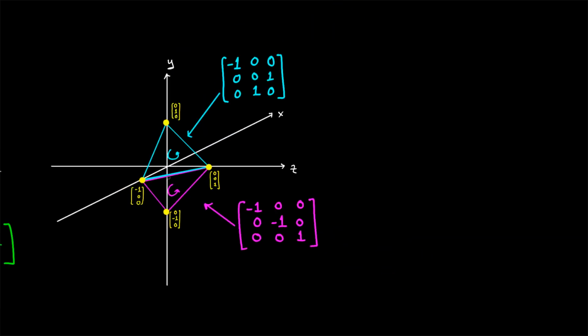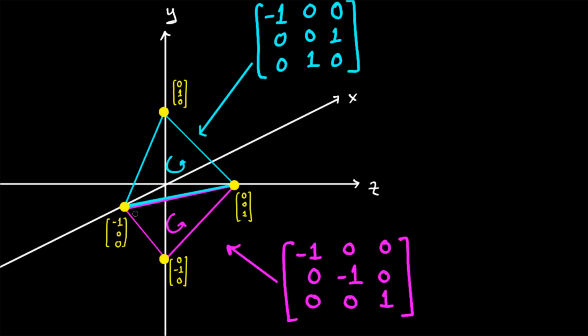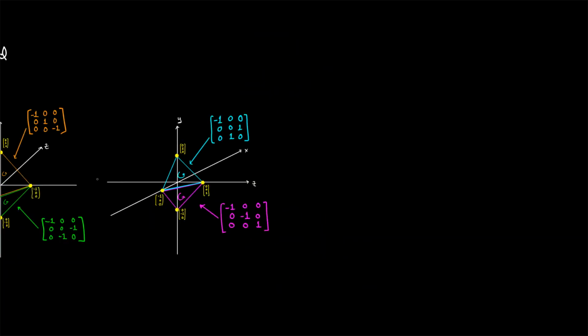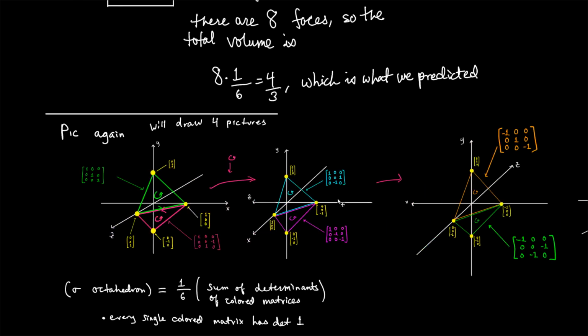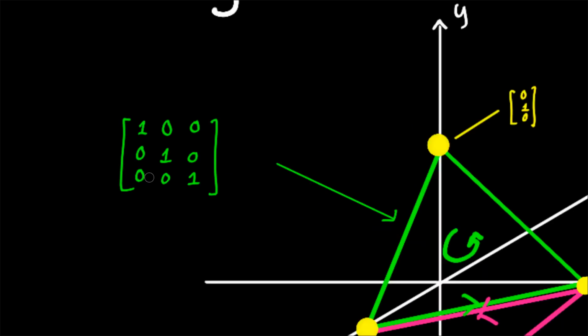This over here, we start with minus 1, 0, 0 again, move over to 0, 0, 1, move up to 0, 1, 0. For the pink, purple matrix, whichever, it's minus 1, 0, 0, down to 0, minus 1, 0, over to 0, 0, 1. And what I want you to notice is that every single one of these matrices has determinant 1.